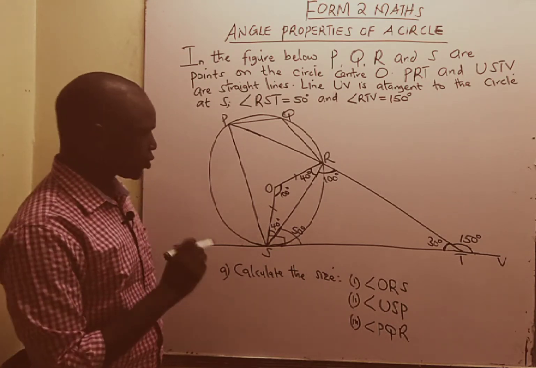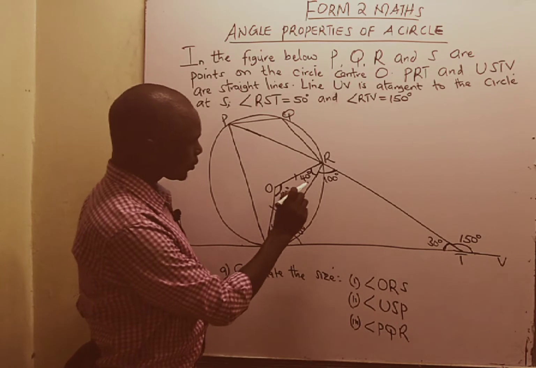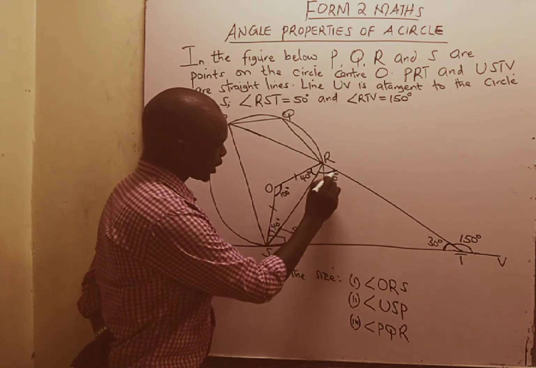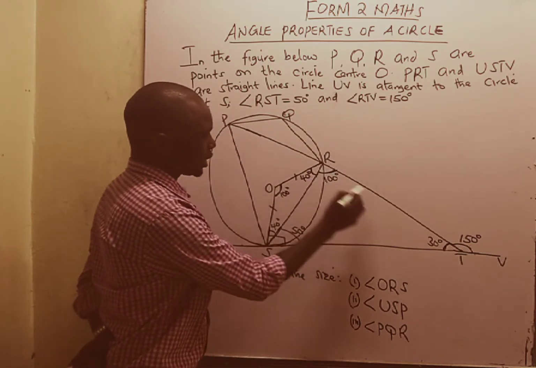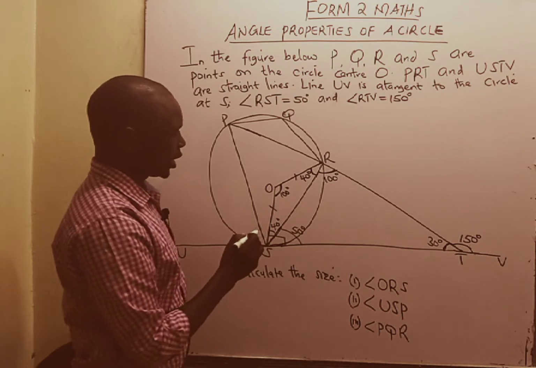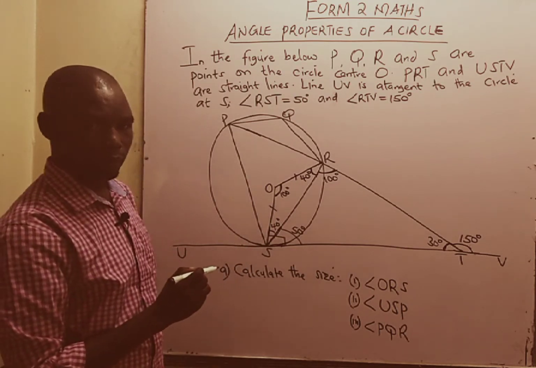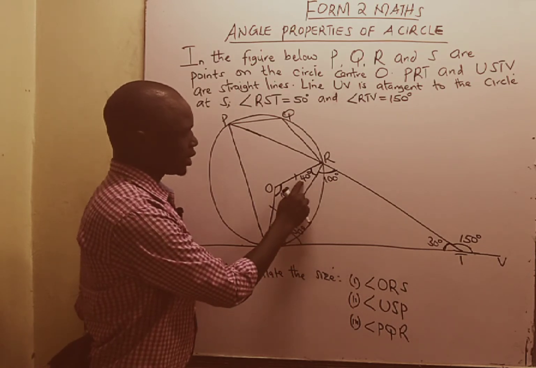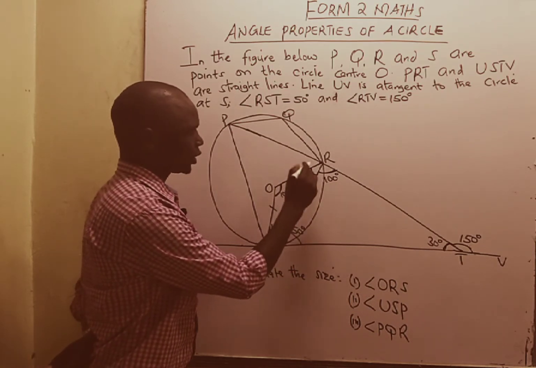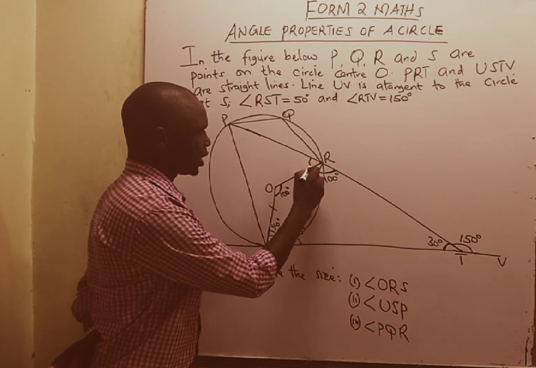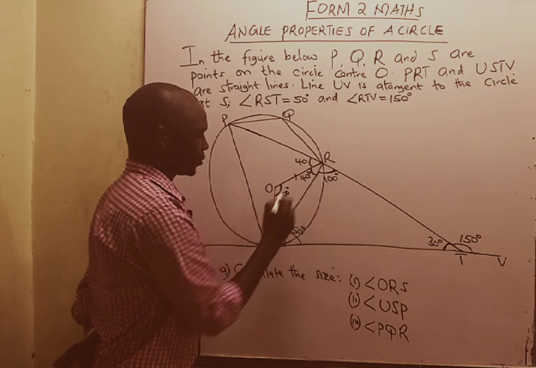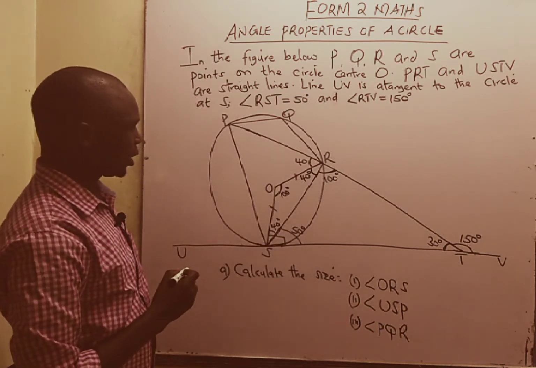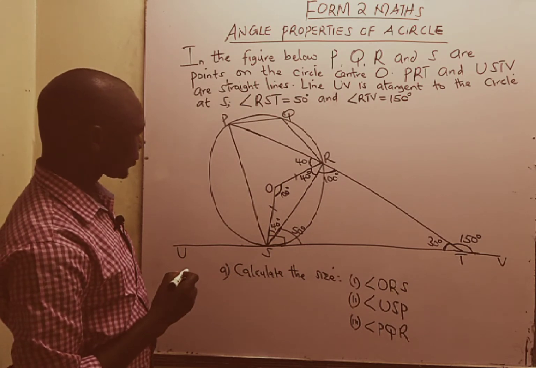Another thing we need to realize is that this is a straight line. PRT is a straight line. Angles on a straight line add up to 180 degrees. If this is 100 and this is 40, the total is 140, meaning the angle there will be 40 degrees.